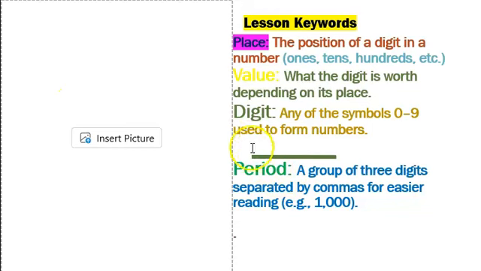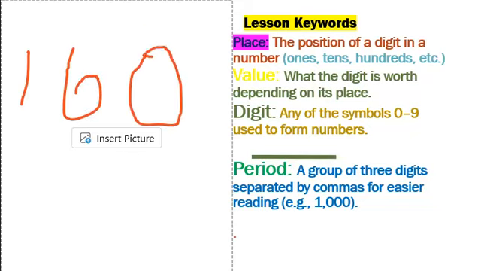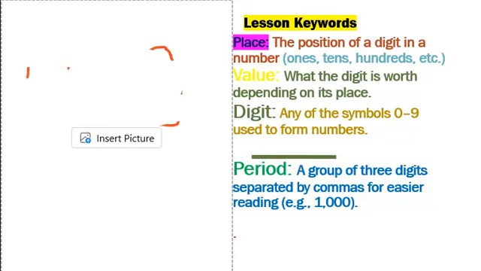Good. The next part is the digit: any of the symbols 0 to 9 used to form numbers. We use symbols to form numbers. For instance, if I write 160, is it a number? This is a number, but there are 3 digits in that number: digit 1, digit 2, and digit 3. So it forms 160. Is that understood? Okay, briefly, we don't have time, so we are going to move further to the next part of the lesson.